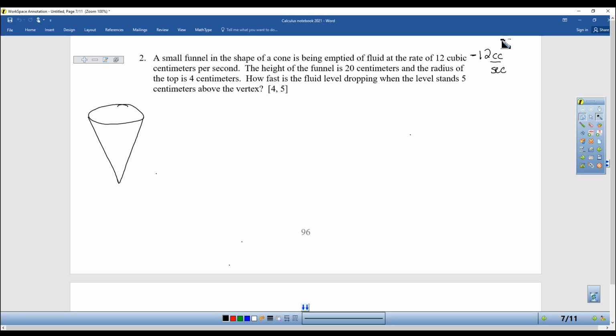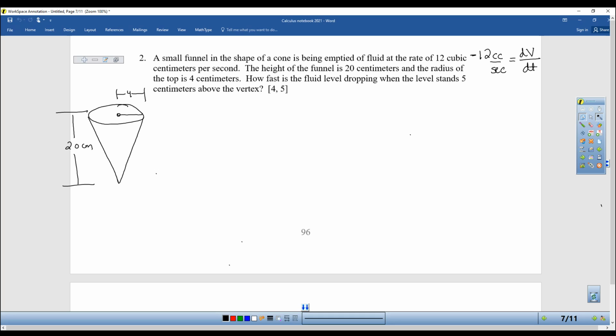The volume is decreasing if it's being emptied. And the way you know what this unit is, because cubic centimeters is a volume and the rate is in seconds, which is a time. So it's going to be your dV dt. The height of the funnel is 20 centimeters, and the radius of the top is 4 centimeters.